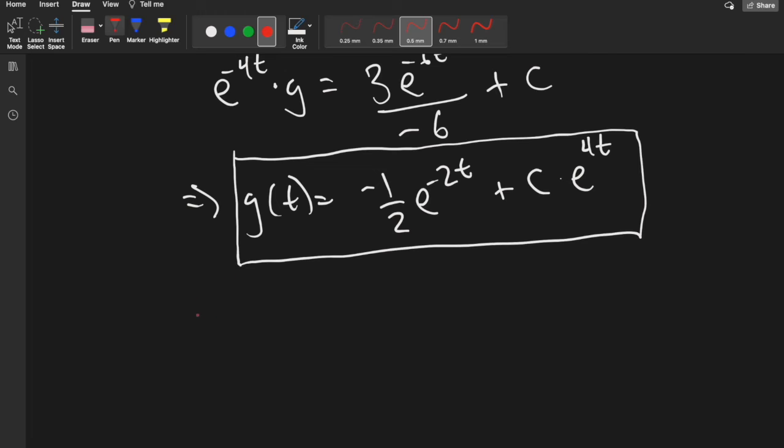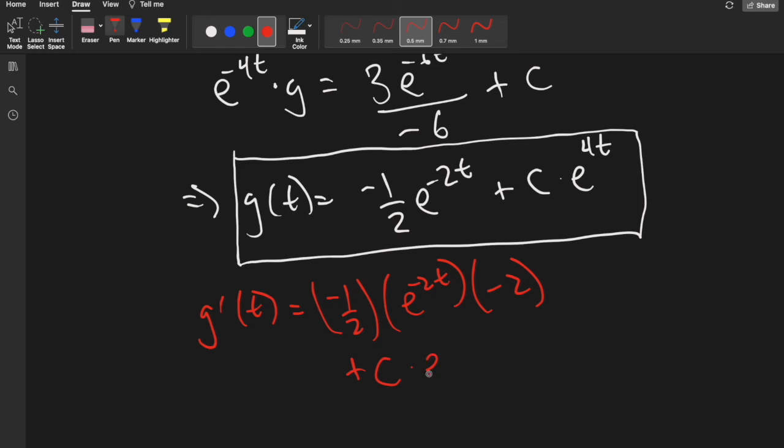Now let's just try out our answer to see if it works. We have g(t) here, so then what's g prime(t)? We get negative 1/2 times e to the negative 2t times negative 2 plus c times e to the 4t times 4. So these two cancel out, and what we get here is 4c e to the 4t plus e to the negative 2t.